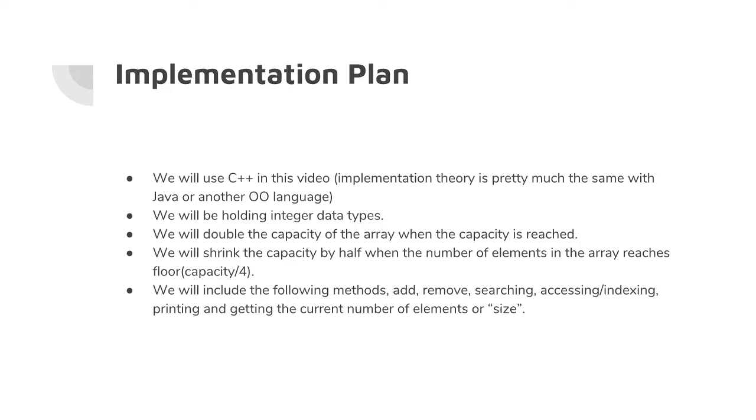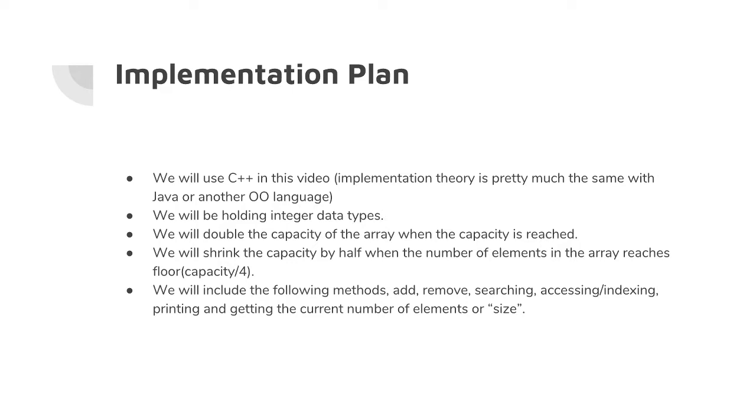So what we're going to do is shrink the capacity by half whenever the number of elements in the array reaches floor of capacity over 4. So let's say our capacity is 10, and we only have 2 items in the array. If we take 10 divided by 4, that's around 2.5. If you floor that, you would get 2. And 2 is equal to the number of elements in our array. So we'll cut the capacity by half, reducing the capacity to 5. So now instead of 2 items in a 10 capacity array, we have 2 items in a 5 capacity array. So we're taking up less space in this case.